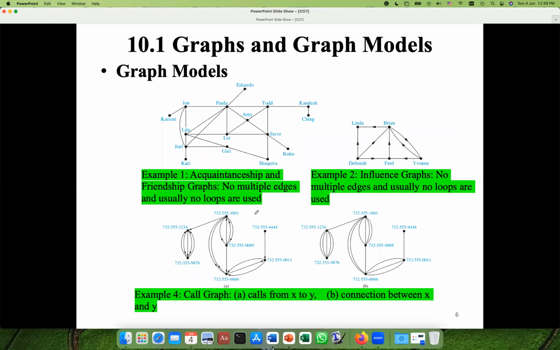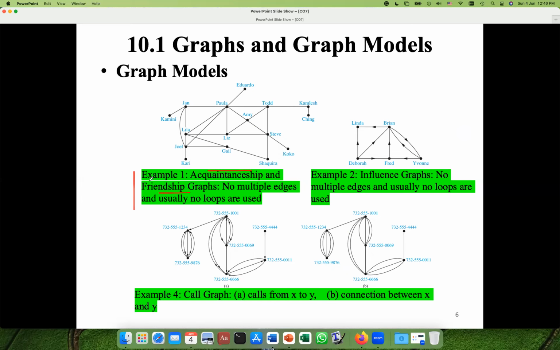Okay, moving forward: graph models. Now you will see different graphs which you can draw for different purposes, and these are called graph models. For example, in this example 1, you have a graph for friendship or acquaintanceship. It's the same thing. Friendship is a high level, acquaintanceship is just starting friendship, you can say. If some person knows another person, that is acquaintanceship.